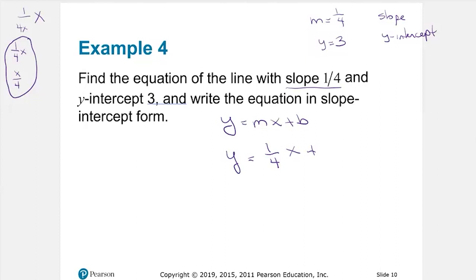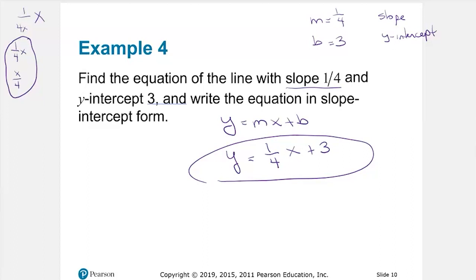Well, my y-intercept, actually, this is supposed to say b. My y-intercept, which is b, is equal to 3. So I have plus 3. And that is the equation in slope-intercept form. Okay.